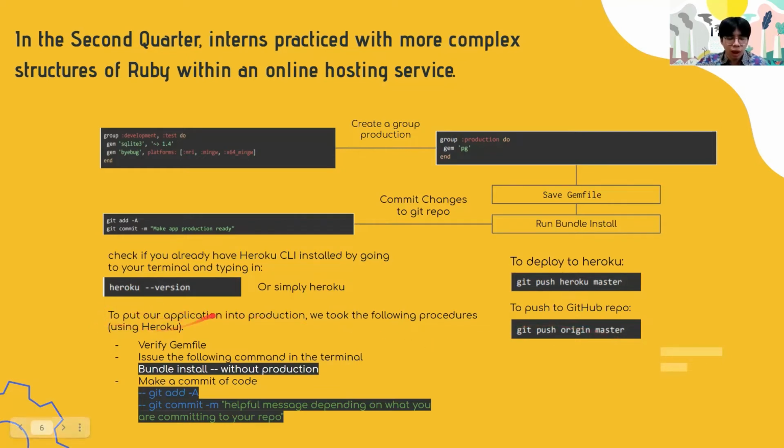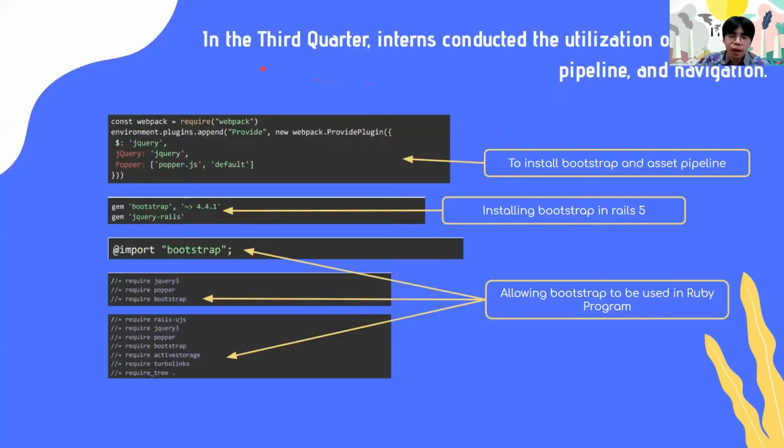Meanwhile, when putting our application in production, of course, there are several procedures that need to be followed. First of all, verify the Gemfile. Issue the following command in terminal, which is bundle install --without production. Then make a commit of the code, git add and git commit, right? Okay, then in the third quarter, interns conducted the utilization of Bootstrap, asset pipeline, and navigation.